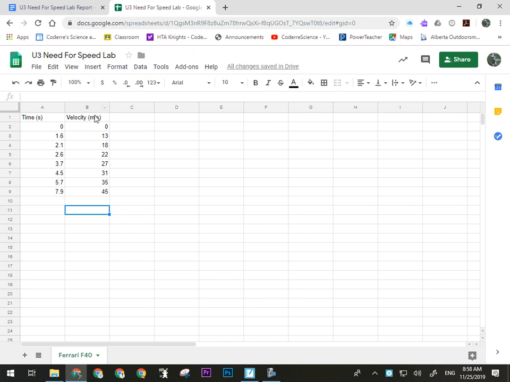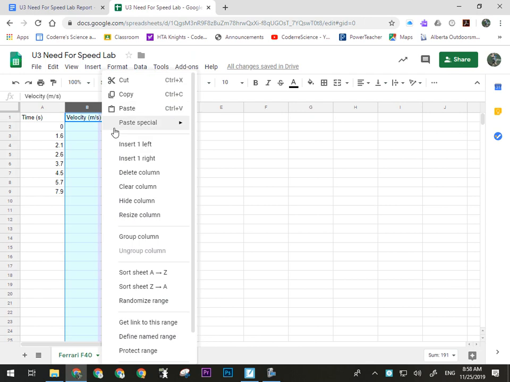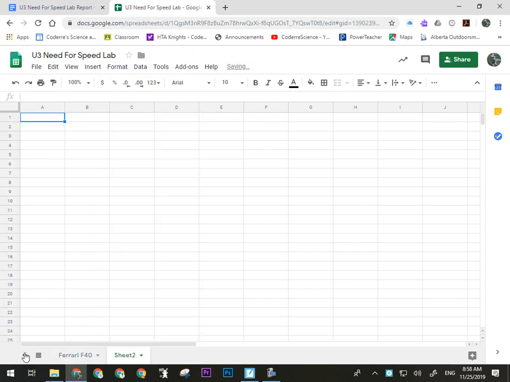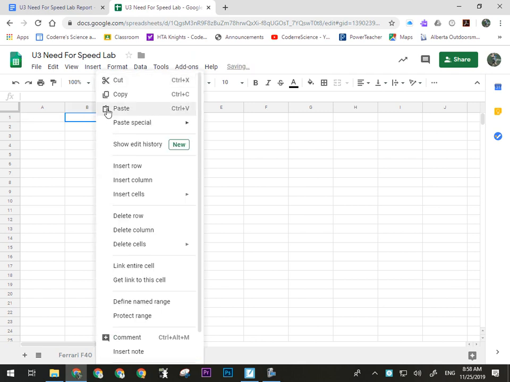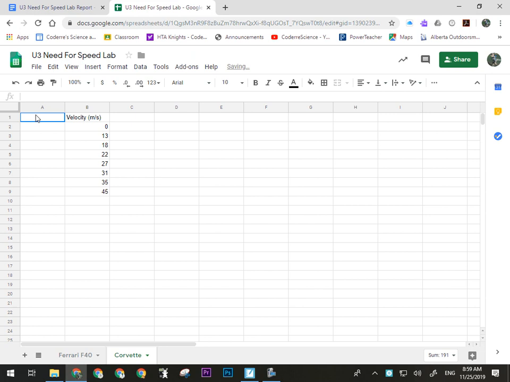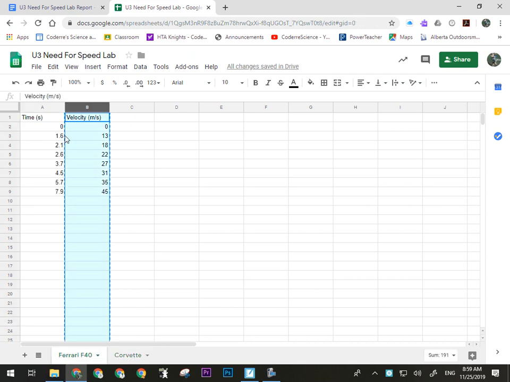Now, I can copy this column over for every car. The velocity column is the same for every car. So I can save myself some work by simply copying that over, building a new sheet. If this was for like a Corvette, let's say, I would put it here in column B simply by pasting it, save myself a lot of time, not having to re-enter those. I only have to enter the times then for each car. And then obviously the graph is the same as it was before.